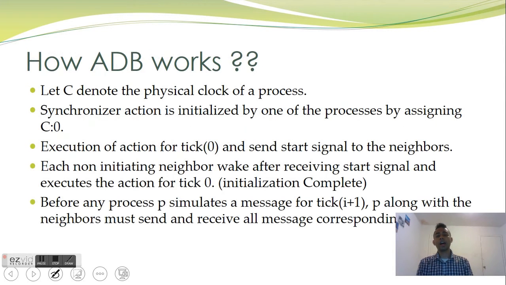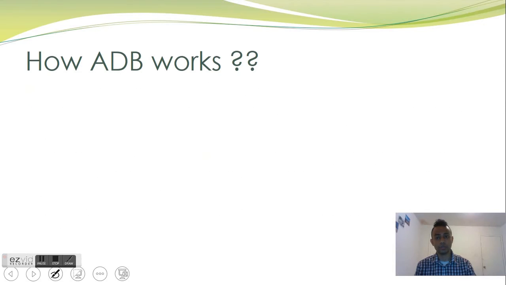How does ABD work? Let C denote the physical clock of a process. The synchronizer action is initialized by one of the processes by assigning C to 0. Action of that tick C0 is performed and a message is sent to all of its neighboring nodes. The neighboring nodes send their own messages and also send an acknowledgement for them. The neighboring node sends its own message to its neighboring nodes as well, and this completes the initialization process.